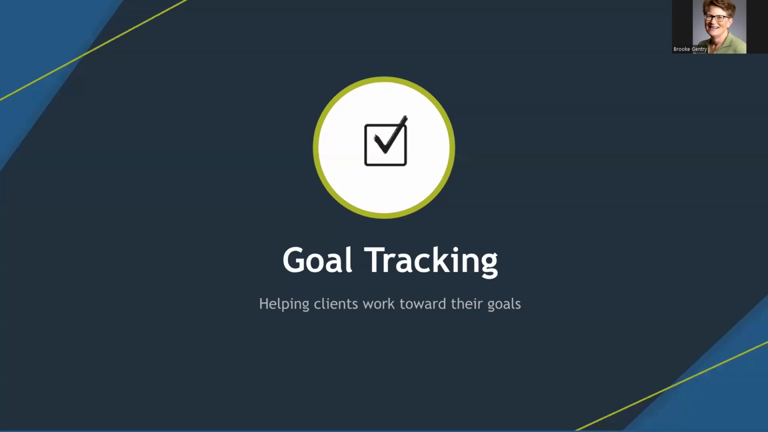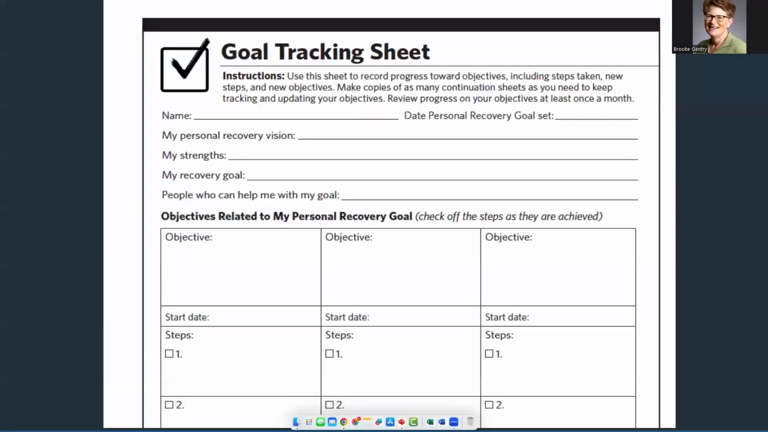And then finally, we have goal tracking. Goal tracking really is kind of the core of how we map everything out in E-IMR and the work that we're doing with clients. Goal tracking shows up with this little check mark icon here. It really helps our clients work towards their goals and generate a sense of motivation and self-efficacy too.